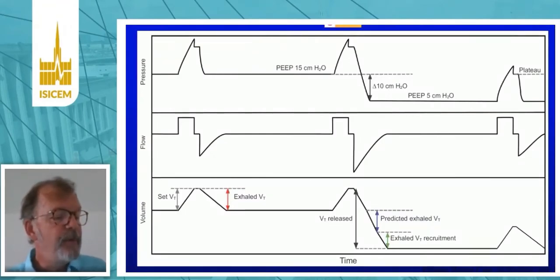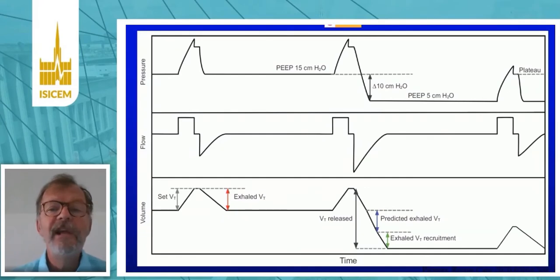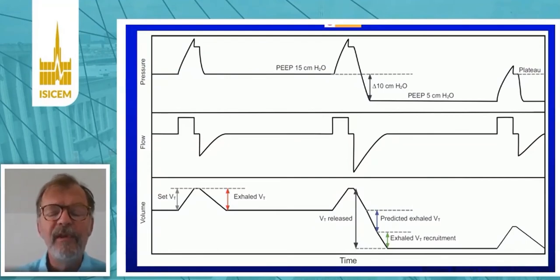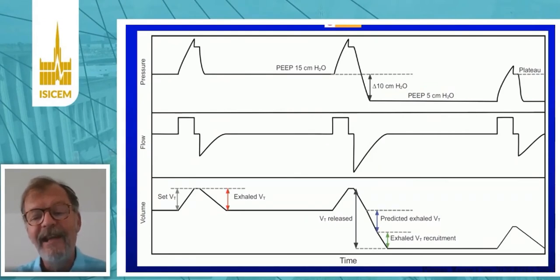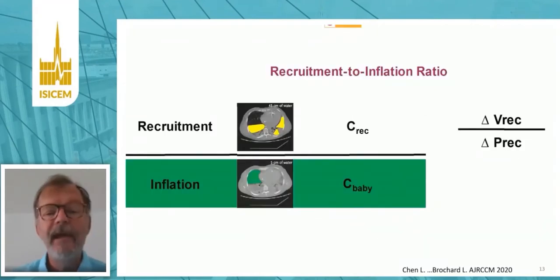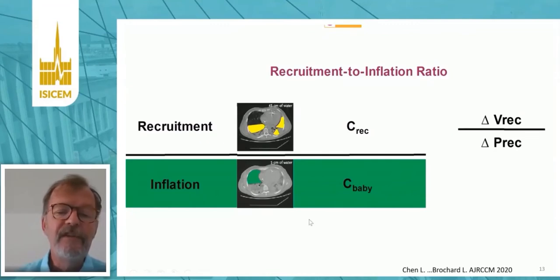And for that, we do a very simple maneuver, which is a ventilation with volume control, where we drop the PEEP from 15 to 5 in one breath, so the delta pressure is 10, and we measure the exhaled volume at the next expiration. And we can predict what should have been the exhaled volume if there is no recruitment, because it's based on the compliance at low PEEP. And every time we see a difference between this predicted volume and the total exhaled volume, we say this is recruited volume. So based on that, we can estimate what is the compliance of the baby lung. So this is the green part, if you want.